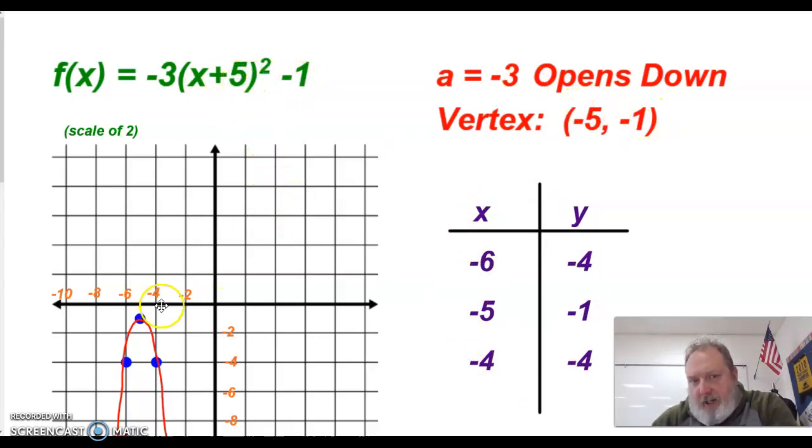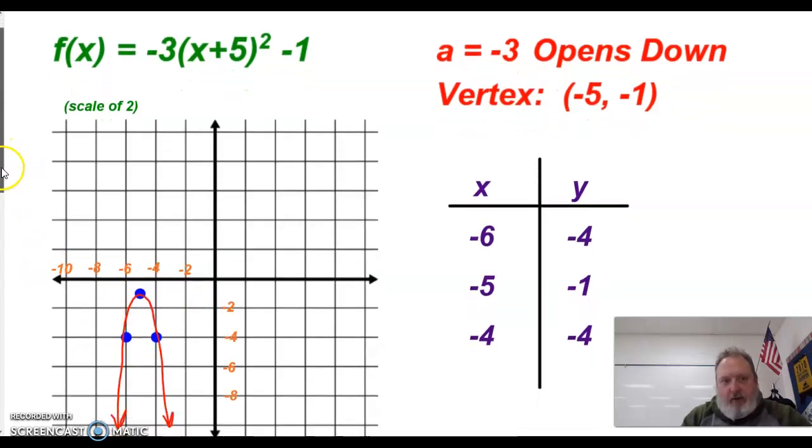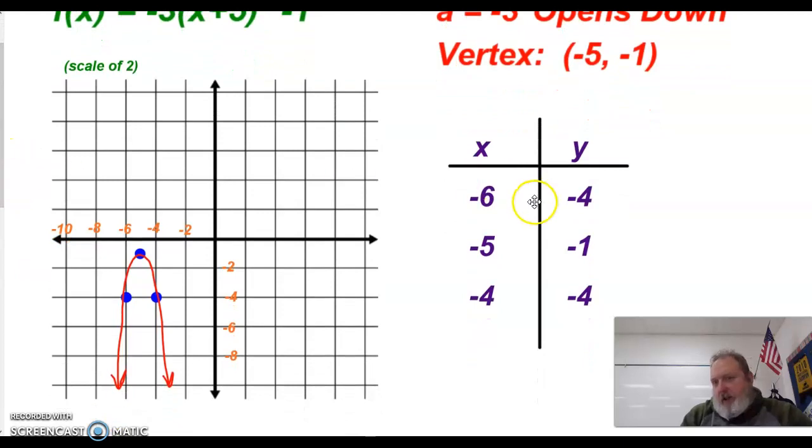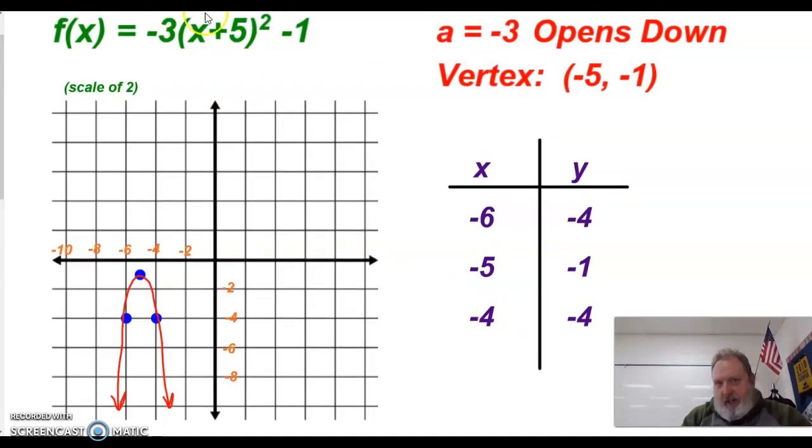So -5, -1. Again, we got a scale of 2 on this graph. So went over 5, down 1. There is my vertex. And then I got these 2 points from my table. But you could have plugged it in. You could have plugged in -6 into the equation and got -4. You could have done the same thing with -4, plug it in here and have at it. I just went to the table.